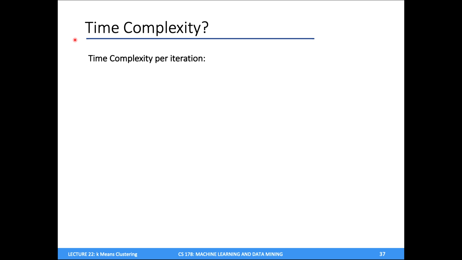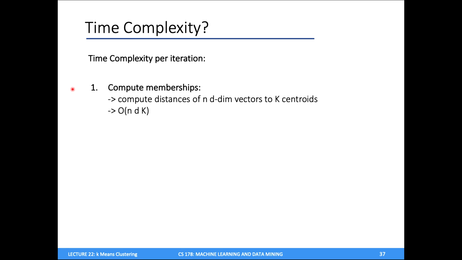We can also look at the time complexity of kMeans. This is per iteration of fitting the model. Again, we have two steps here. The first is computing memberships given centroids. In order to do this, we need to compute distances for all n of our training data points. Each of our data points is d-dimensional, and we're computing those distances to each of our k centroids. So our first step is O of n times d times k.